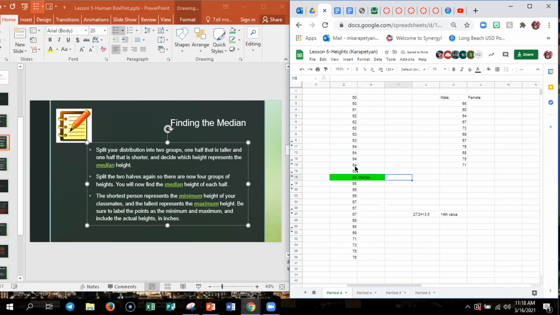So we went ahead and split our data. The halfway value is 65. That means all of these values above 65 are shorter. So this is the short half of my data, the short 50% of my data. And then all of these are the taller half of our data. Anything less than 65 is part of the shorter half. Anything above 65 is part of our taller half.